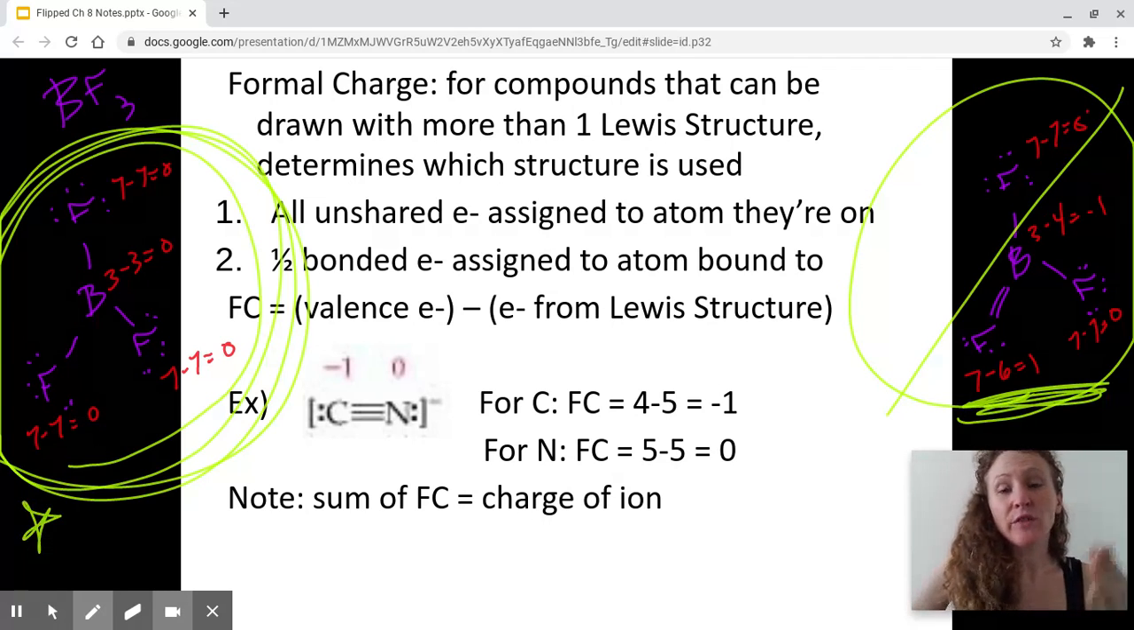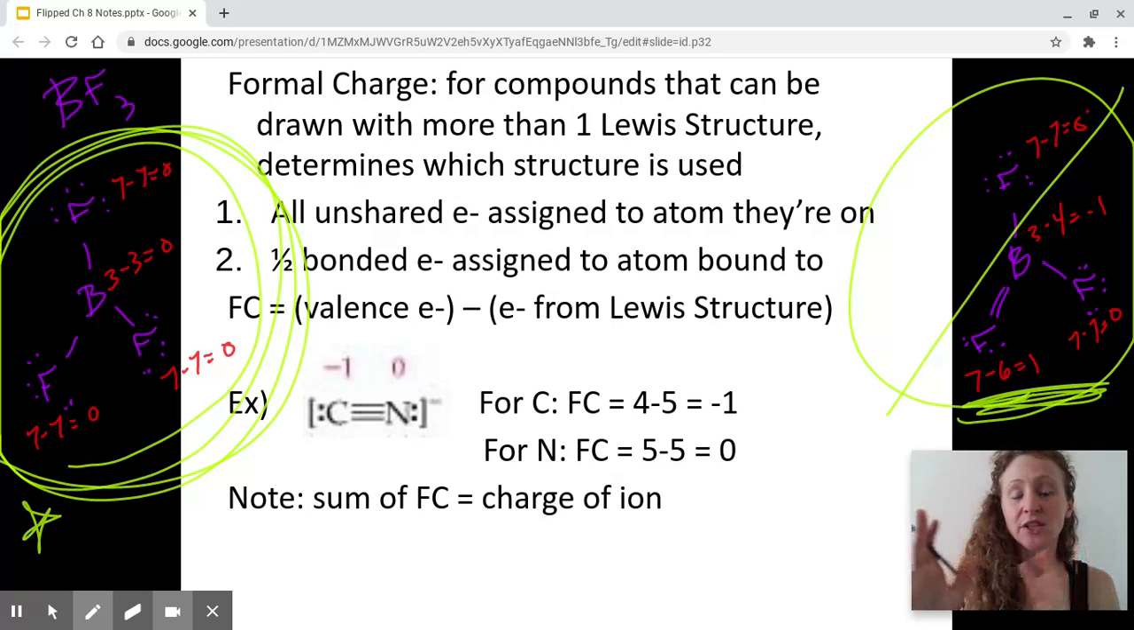What formal charge allows us to do is evaluate a couple of different Lewis dot structures and predict which one is going to be the one that actually occurs. And this matches our model. This model matches reality. Boron trifluoride actually exists in this arrangement that we see on the left here.